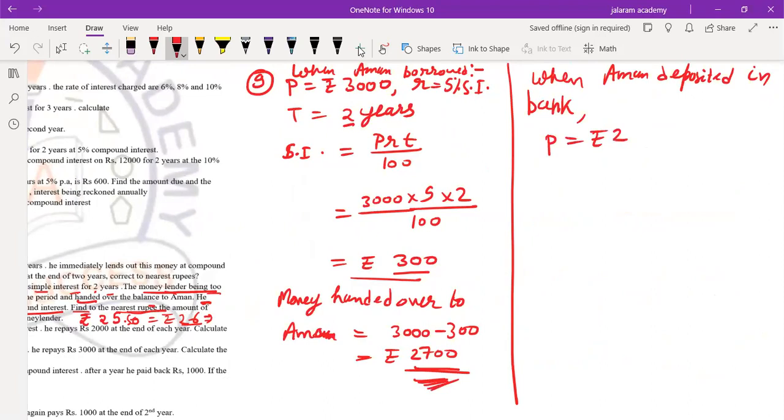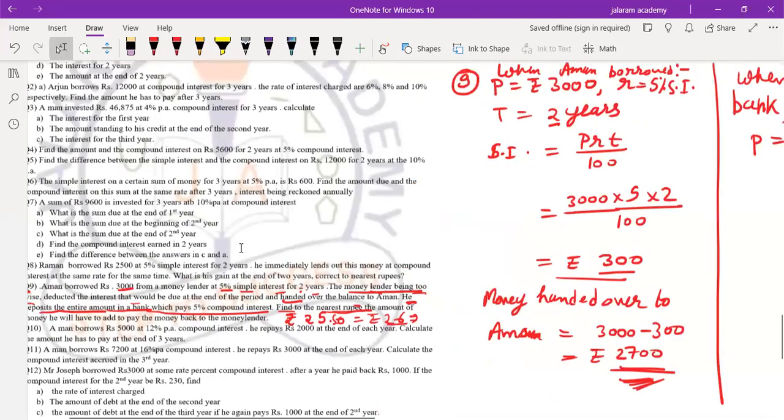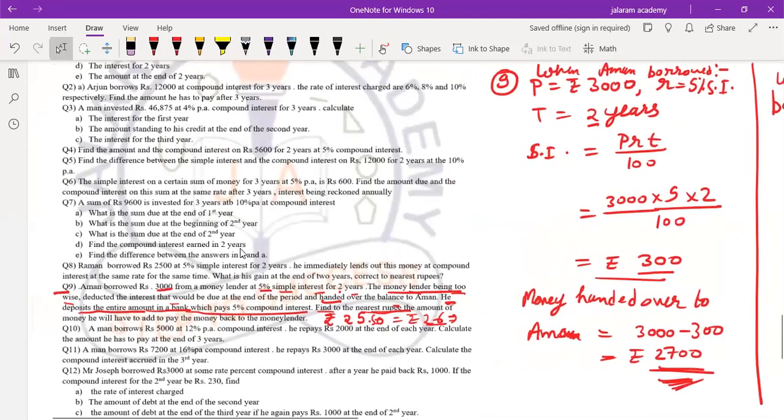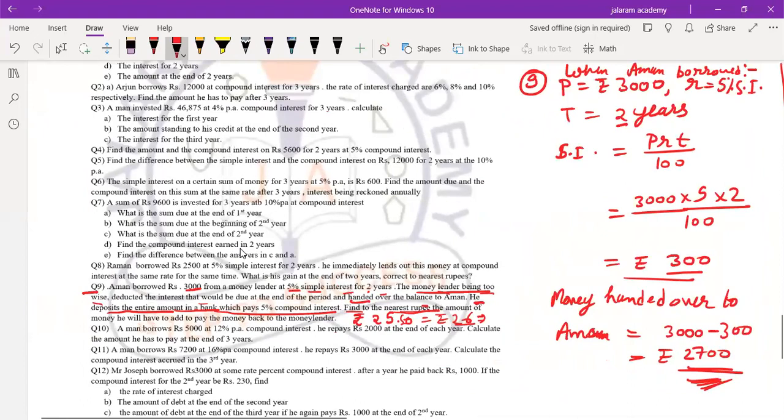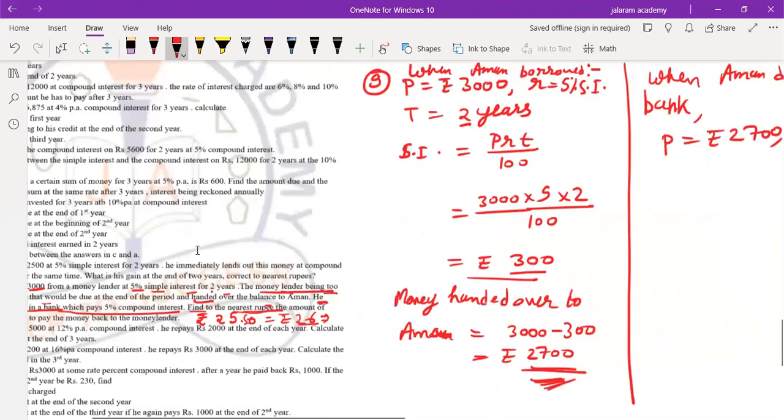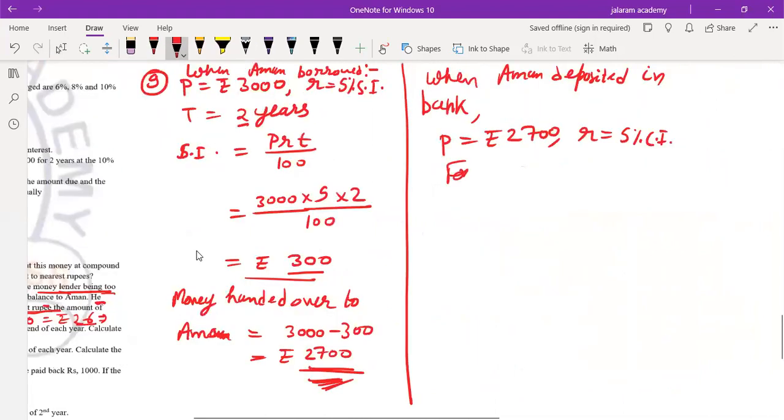So this is the principal, rupees 2,700. Rate of interest is 5% compound interest, and he deposited it for 2 years. It is clearly written in the question: deposited the entire amount in a bank which pays 5% compound interest. So first, for the first year, he finds the interest on this principal only.